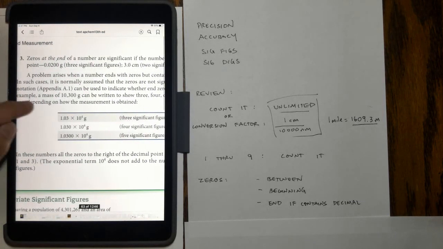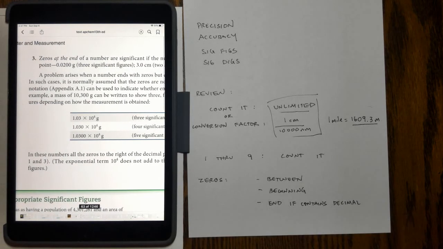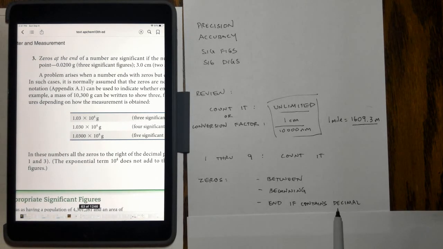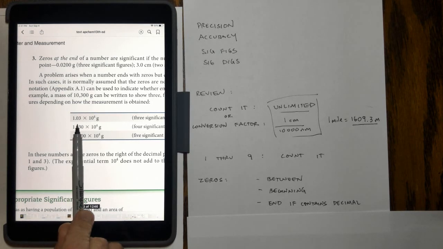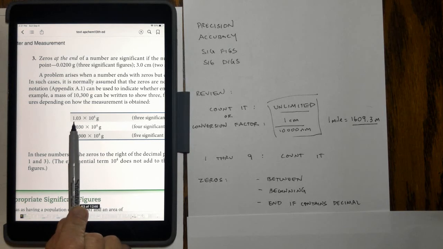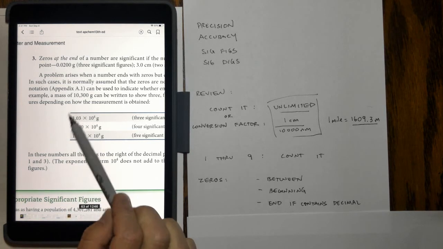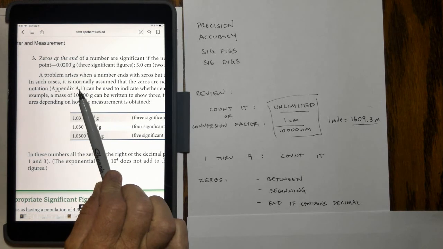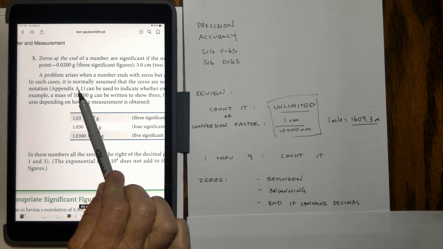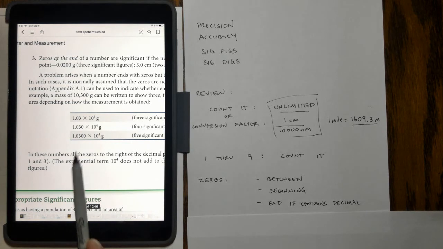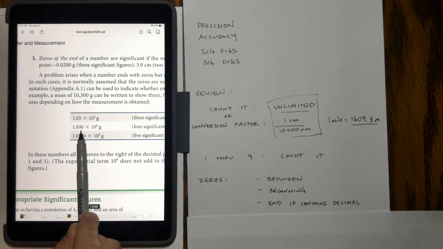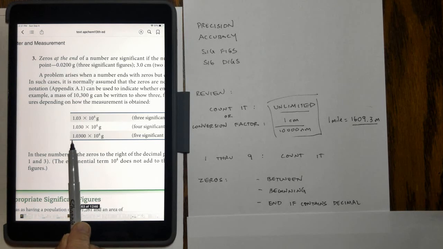The last one is about zeros at the end of a number. If the number contains a decimal point, then the zeros are significant. For example, 1.03, this 0 would be significant. Remember, if it has the times 10 to the something on it, ignore the times 10 to the something and only look at the number to determine the number of significant figures. This 0 would count because it is a number containing a decimal, and this 0 would count because it's a number containing a decimal. This one would have 1, 2, 3, 4, 5 significant figures in it as well.